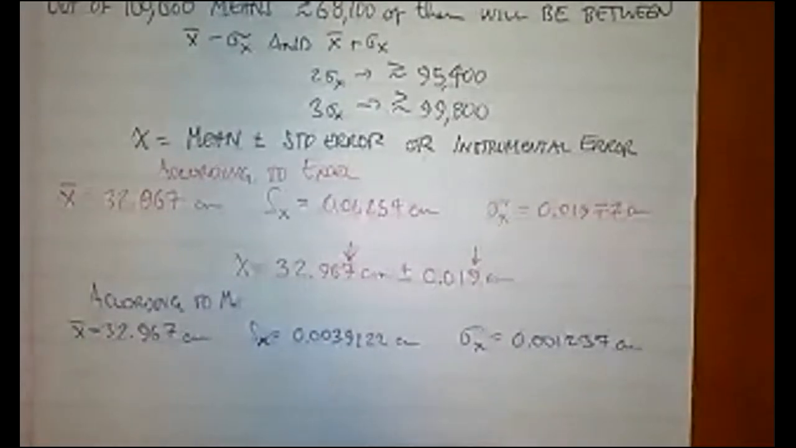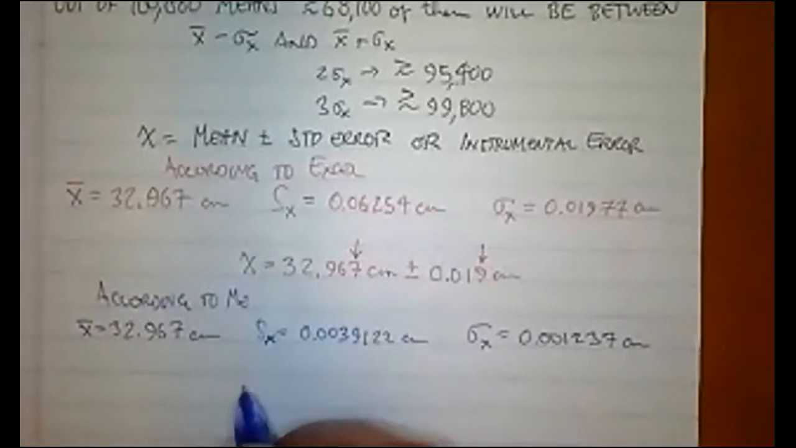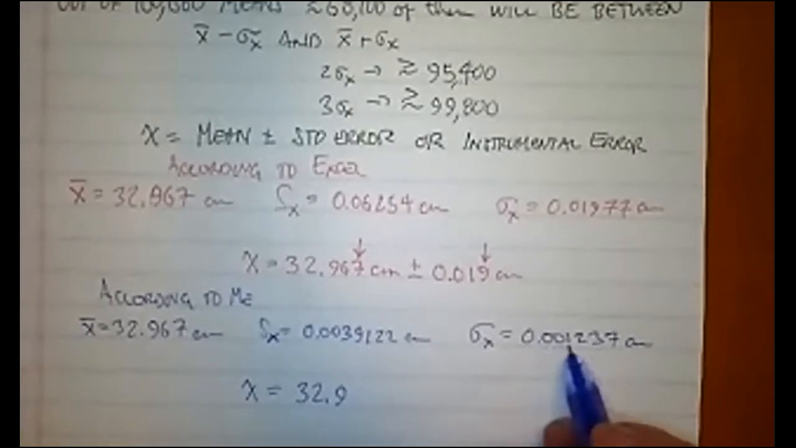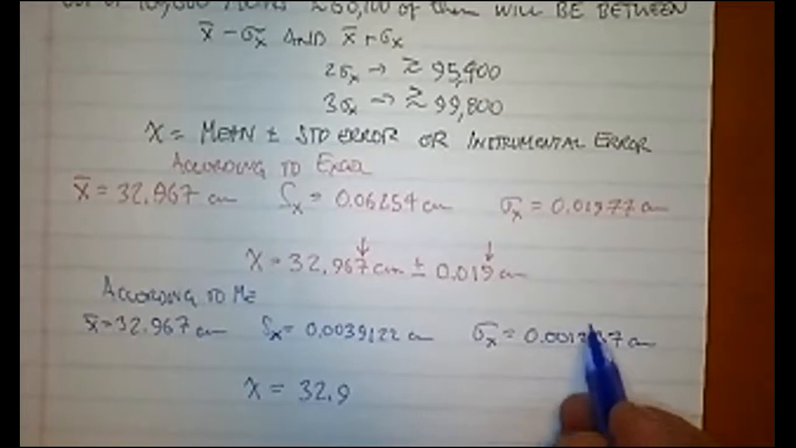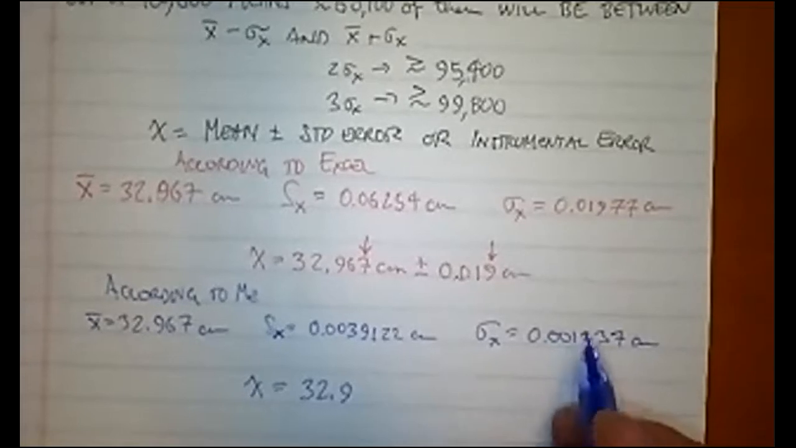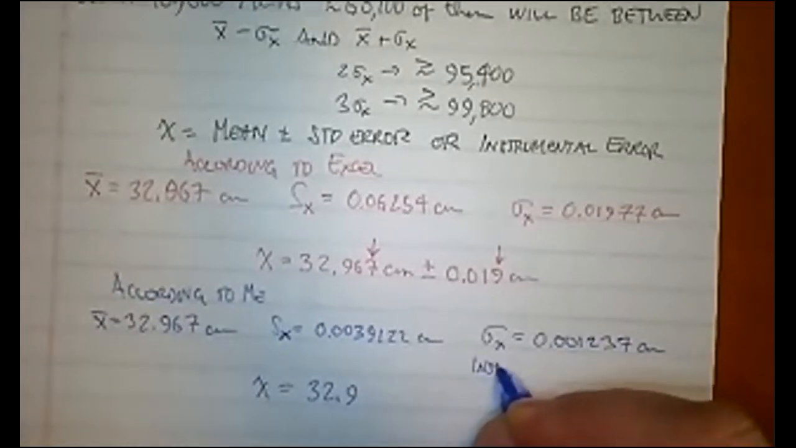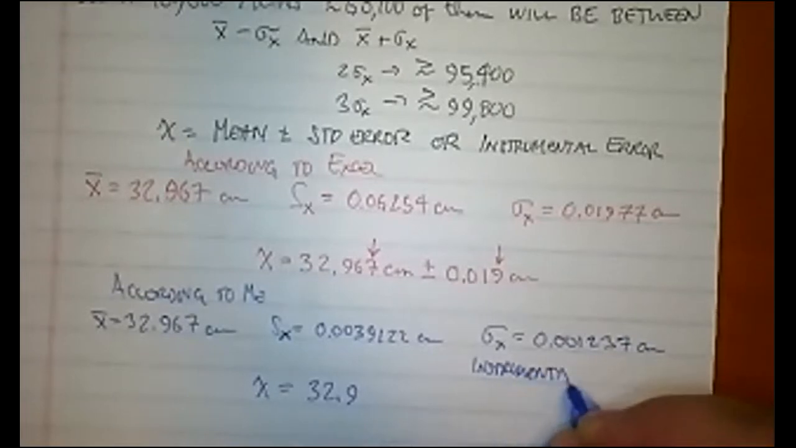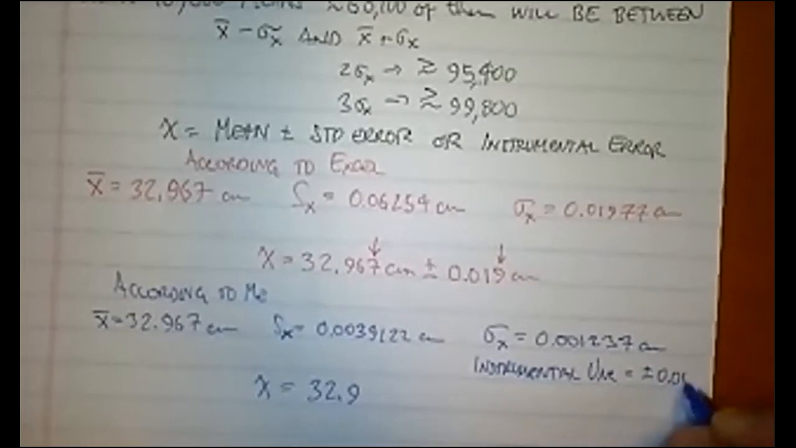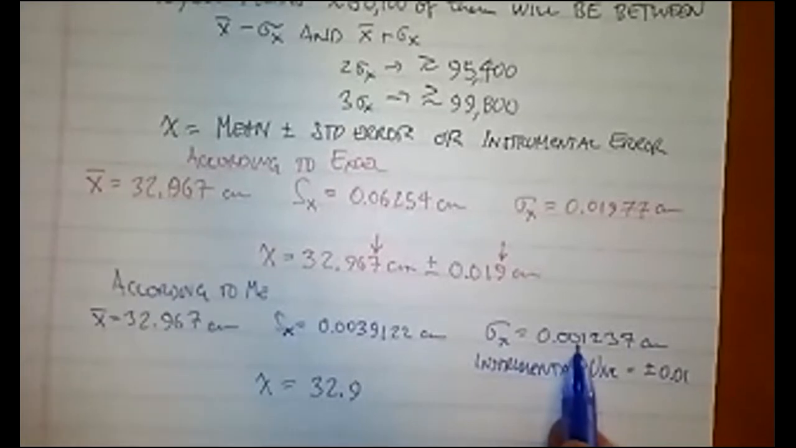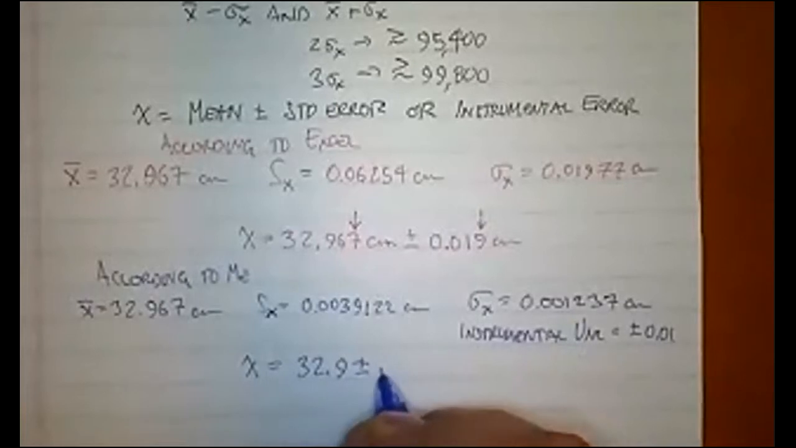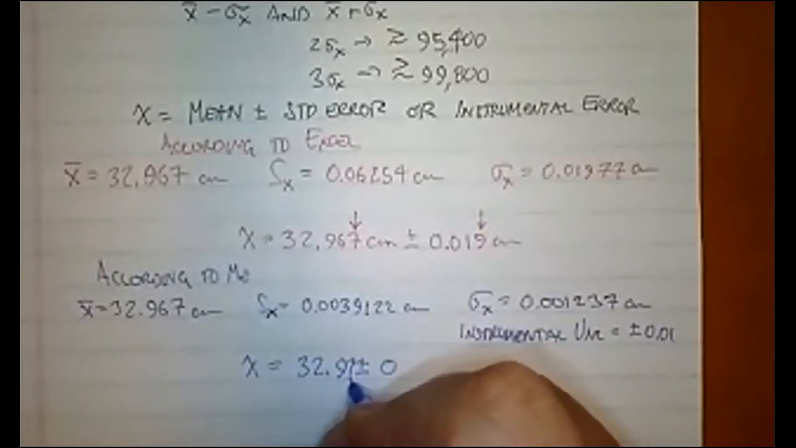So if I was using that data as opposed to the Excel data, then I would report X as 32.9. Now this time I have a 1, but the number after it's not 4, so even then I would round it right there. But remember the instrumental uncertainty was plus or minus 0.01. So in this case, my statistics gave me an uncertainty that's smaller than the instrumental error. So I have to use the instrumental error, and this becomes 9.7, by the way.